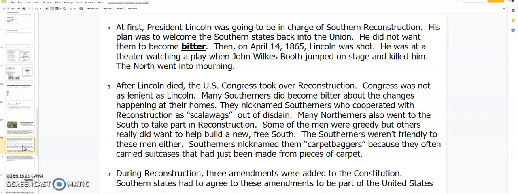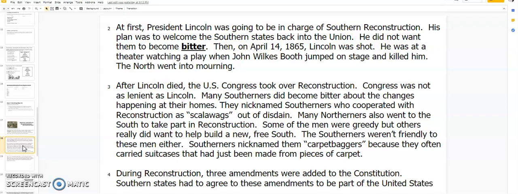Congress took over Reconstruction. Congress was not as lenient as Lincoln. Many Southerners did become bitter about the changes happening at their homes. They nicknamed Southerners who cooperated with Reconstruction as scalawags out of disdain. Many Northerners also went to the South to take part in Reconstruction. Some of the men were greedy, but others really did want to help build a new, free South. The Southerners weren't friendly to these men either. Southerners nicknamed them carpetbaggers because they often carried suitcases that had just been made from pieces of carpet.